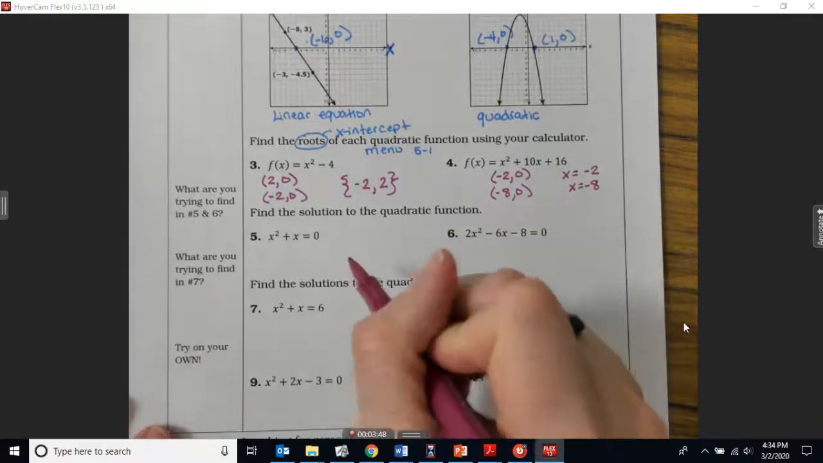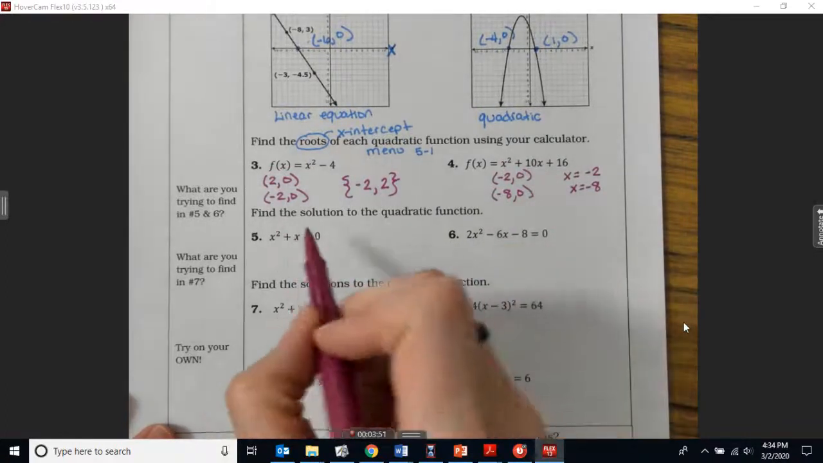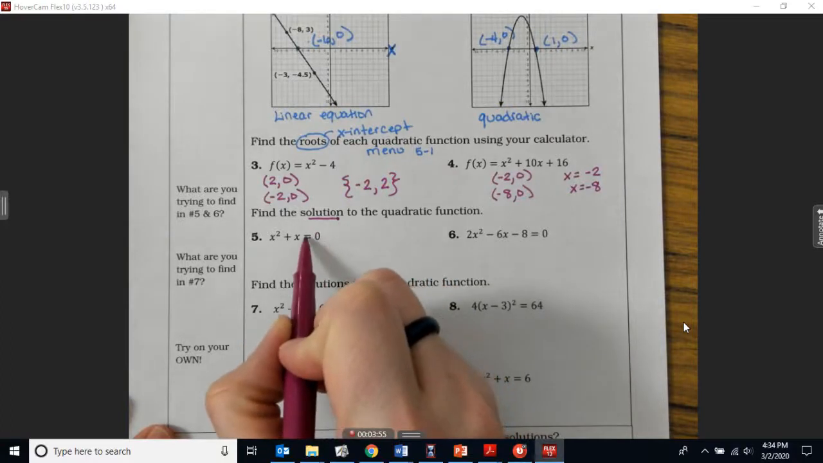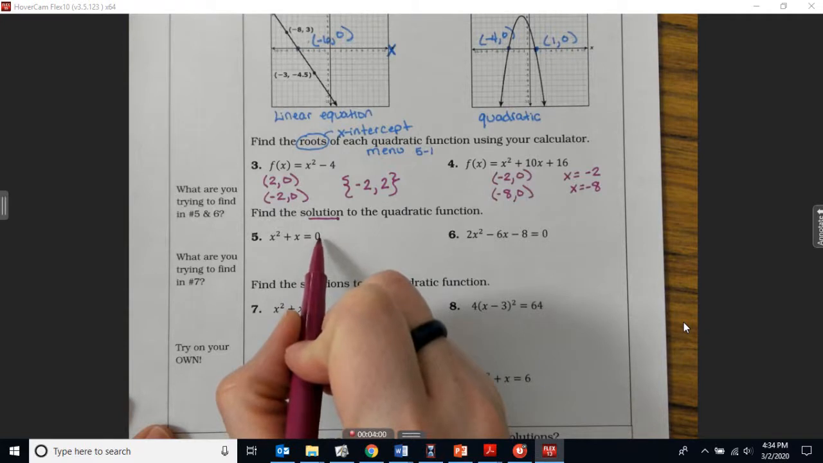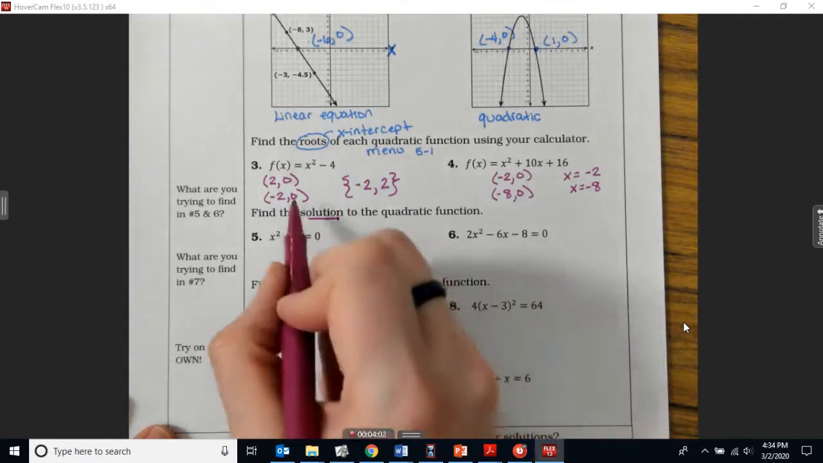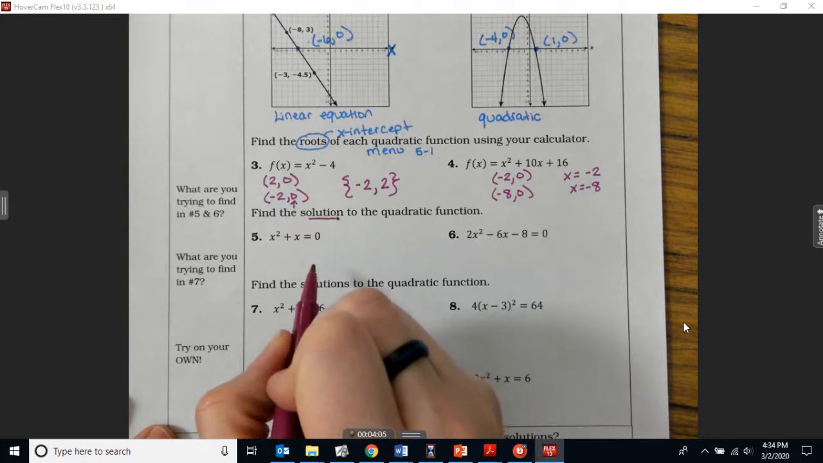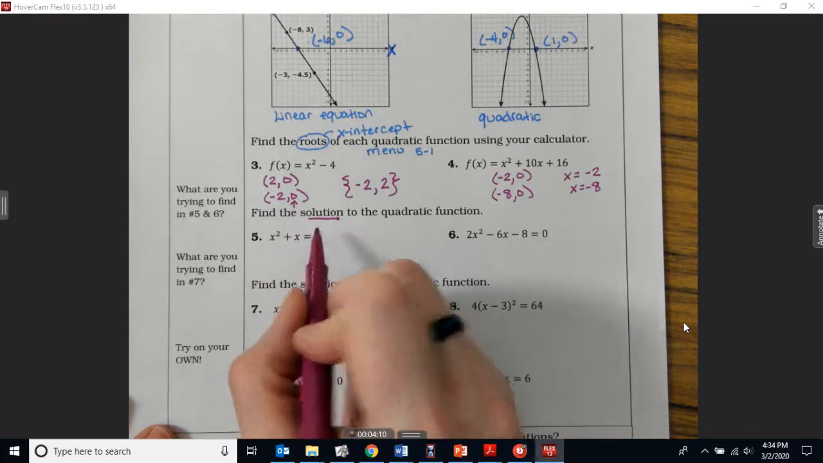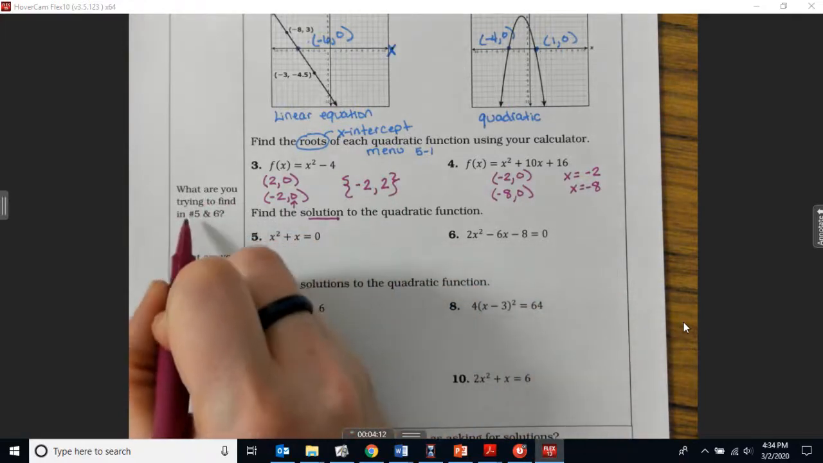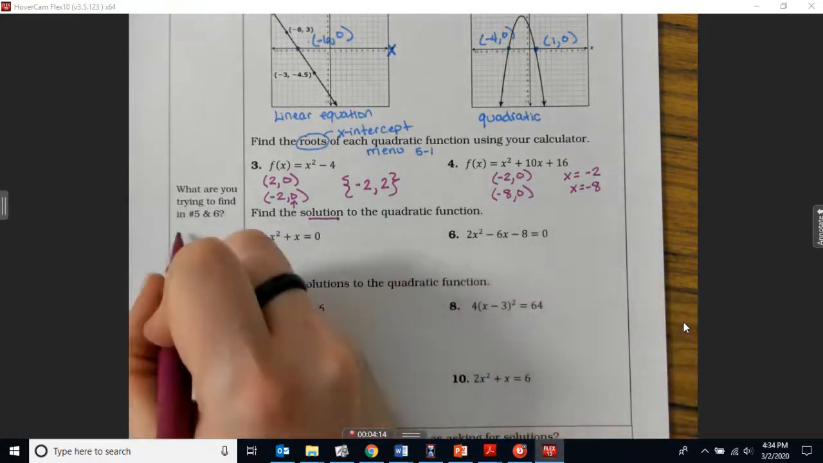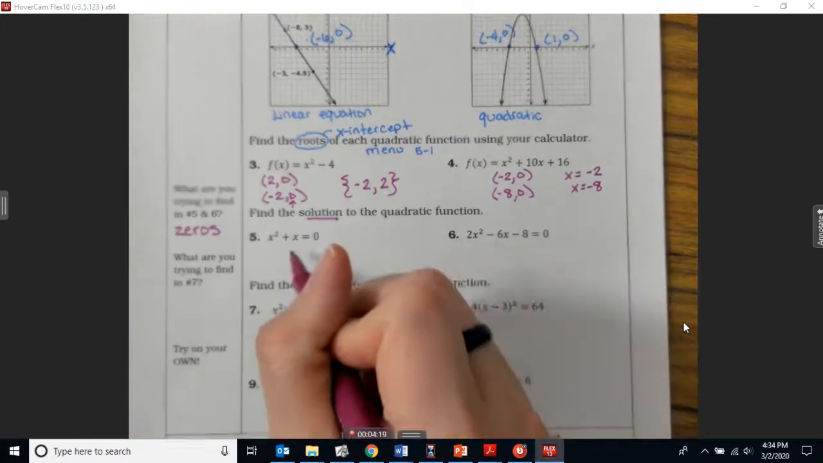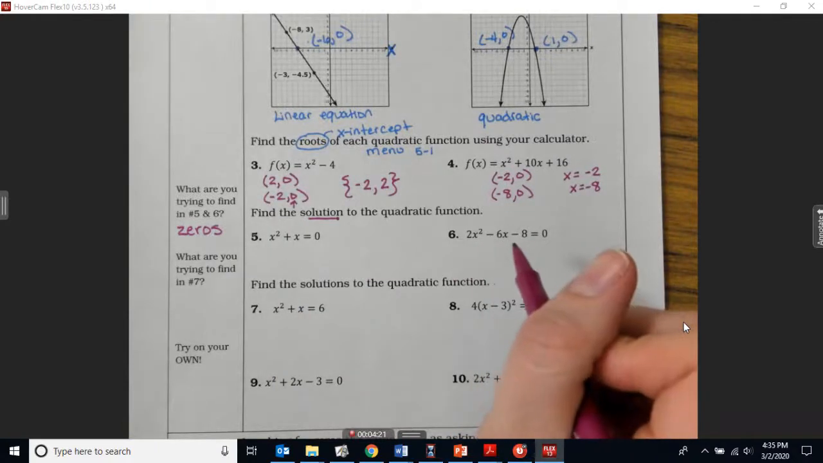All right, on numbers 5 and 6, it says find the solution to the quadratic function, which means we need to look and see what we are trying to find the solution to. And it says it equals 0. So when something equals 0, that's your y value. Every time we found the zero or x-intercept, my y value was 0. So what are you trying to find in numbers 5 and 6? Well, you're still trying to find the zeros, because your equation equals 0.